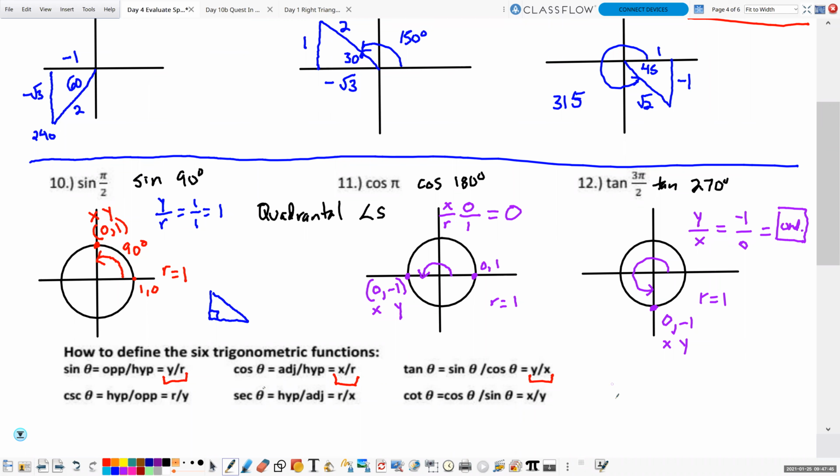So I always like to remind my kids, if you have 0 divided by a constant, that's okay. But if you have a number divided by 0, that's a no. I don't know, I kind of like that.